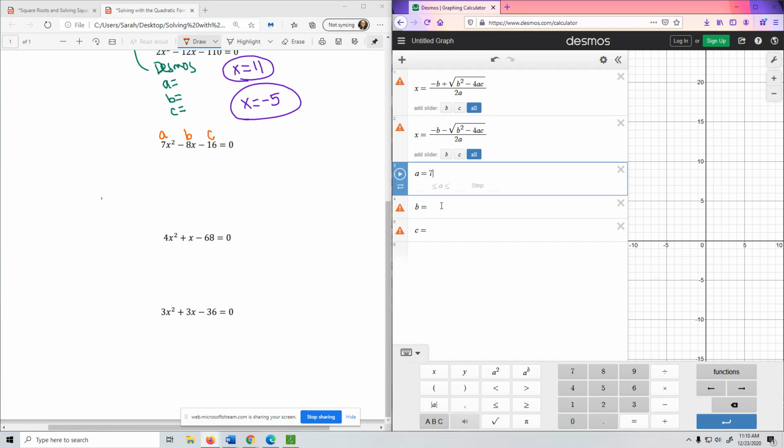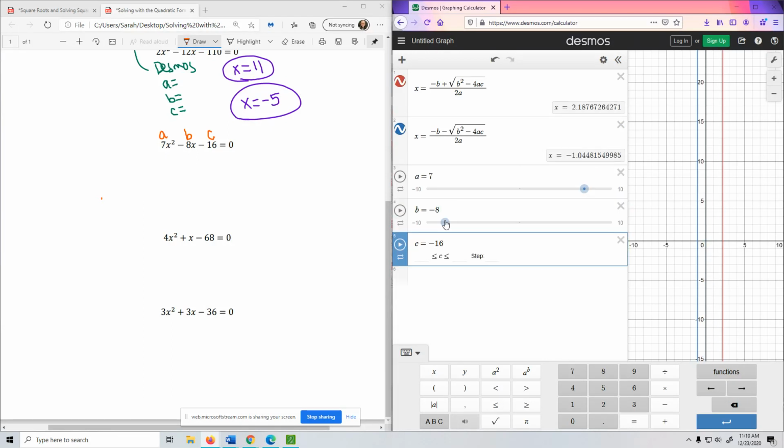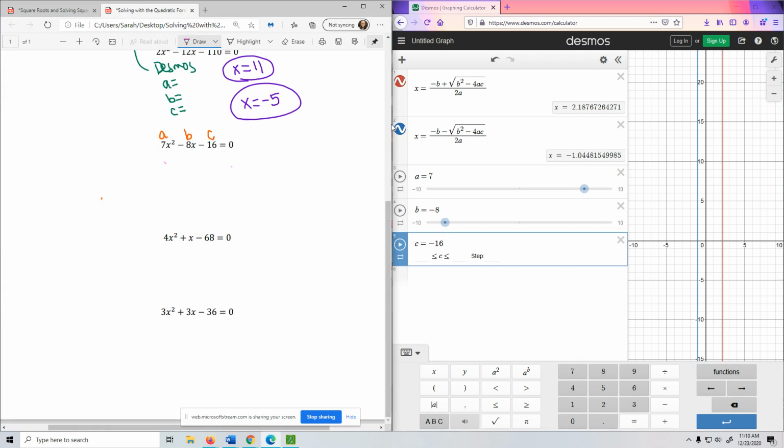This time A is 7. B is -8. Don't forget that negative sign. And C is -16. Once I do all that, Desmos gives me my two solutions. This time my two solutions are decimals, and that's okay. You don't need to type out that whole crazy decimal. You can just round to the nearest tenth. Or sorry, not tenth, but hundredth, which is 2 decimal places.